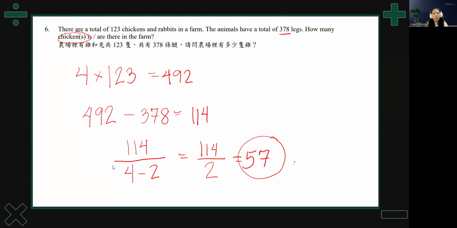Question. Please type it in the chat box if you do. All right, I see correct answers in the chat box. That's great that you got this one. Then let us proceed to number 7.